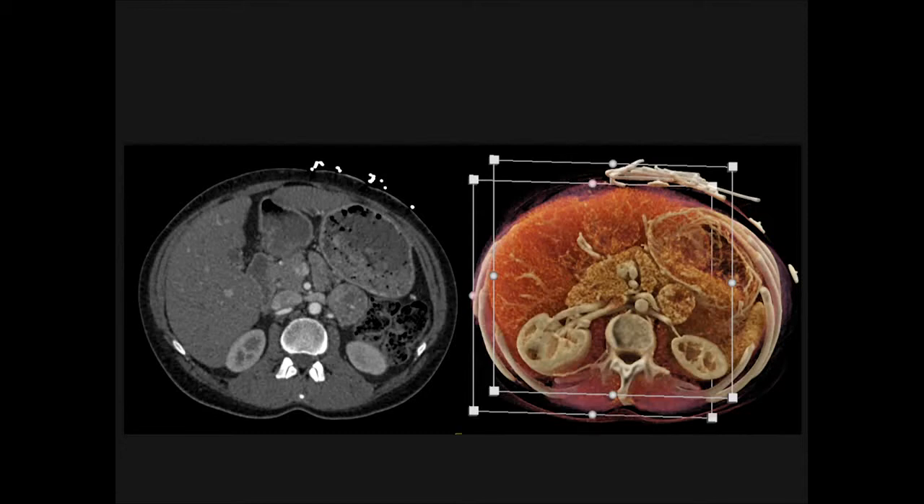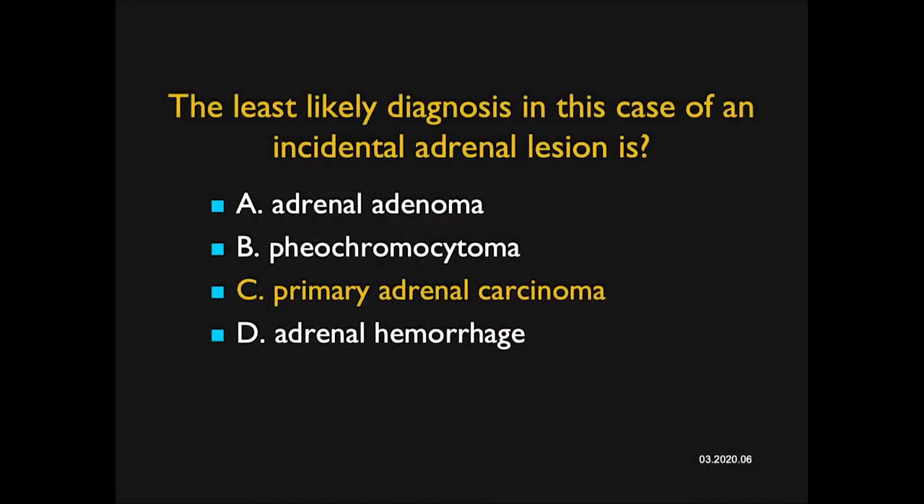Now, if primary adrenal carcinoma, if you pick up a small carcinoma, it's usually because the patient is hyperfunctioning. If the patient is not hyperfunctioning, and typically Cushing's is the problem, then you're going to pick up a large mass. So the likelihood of picking up an incidental adrenal carcinoma under 4 or 5, or truthfully under 10 centimeters is very rare. And this was an incidental pheo, and the least likely diagnosis was number C, a primary adrenal carcinoma.